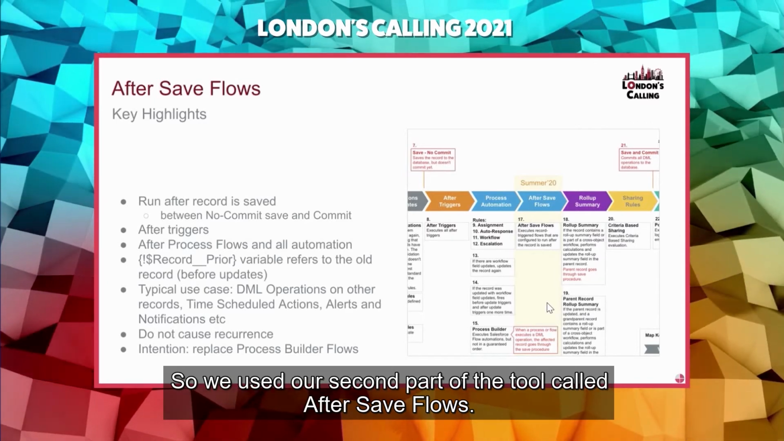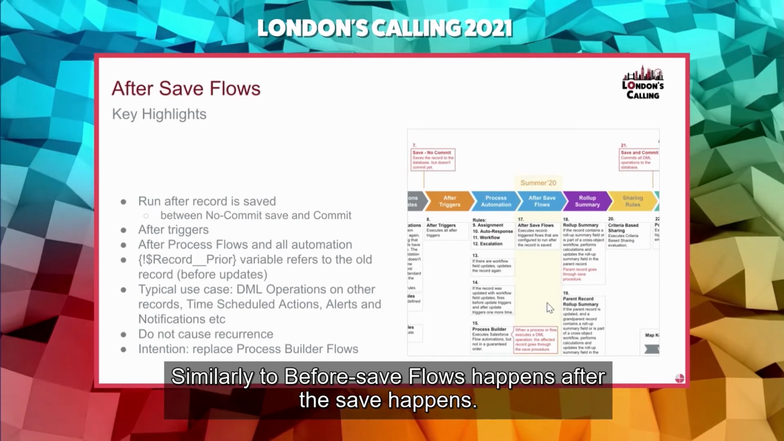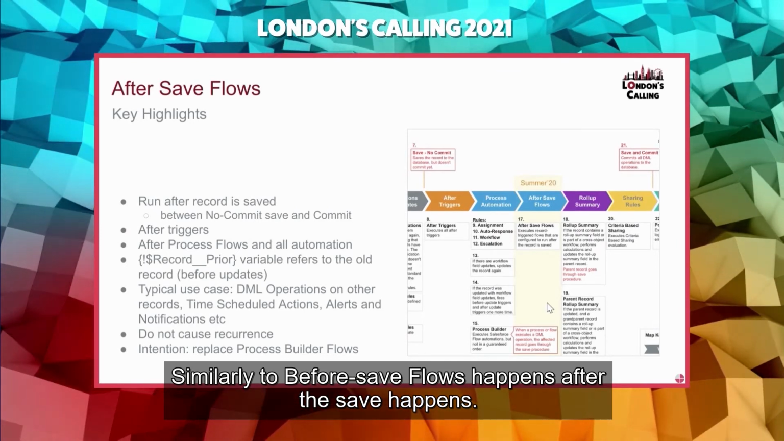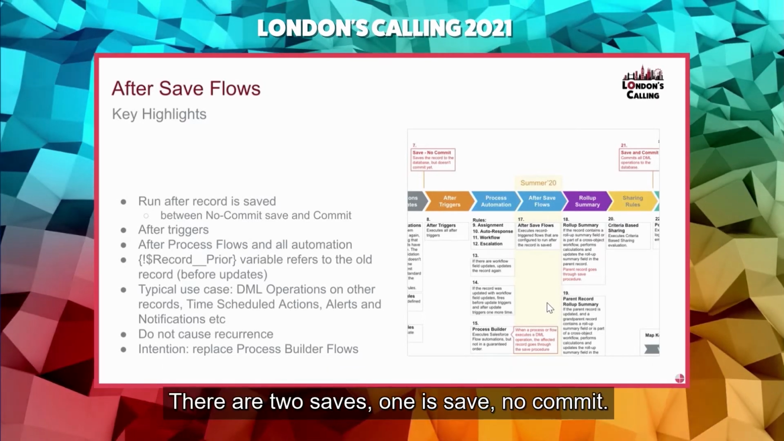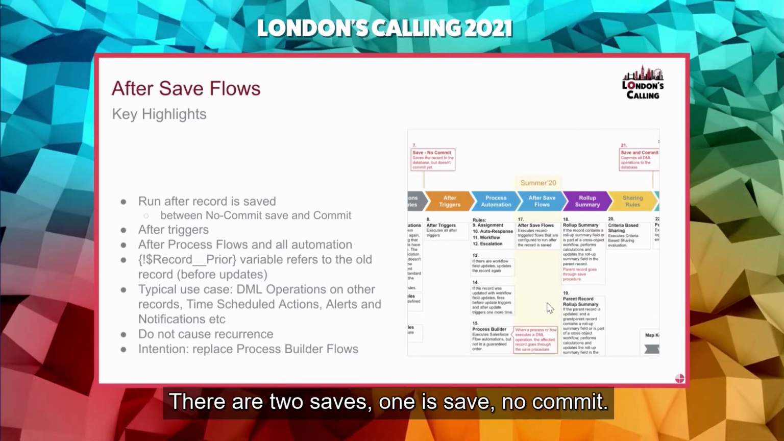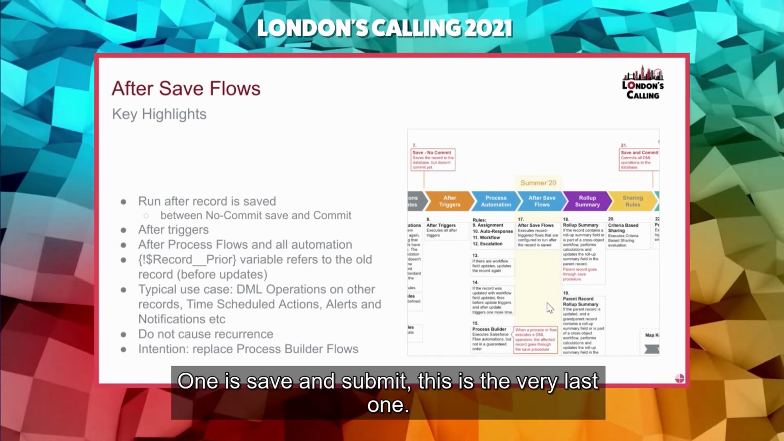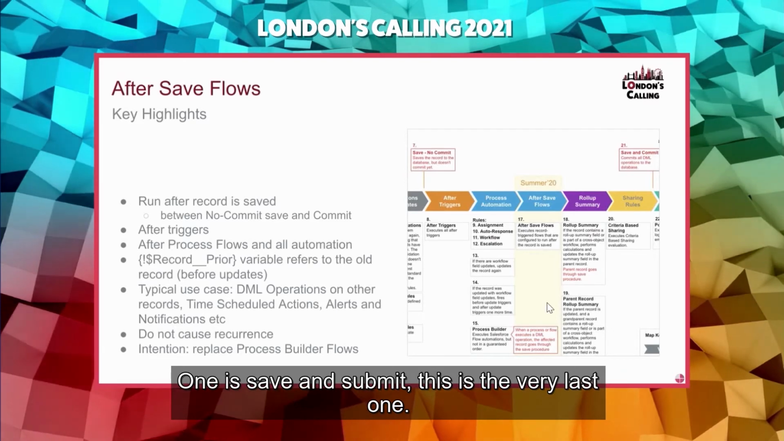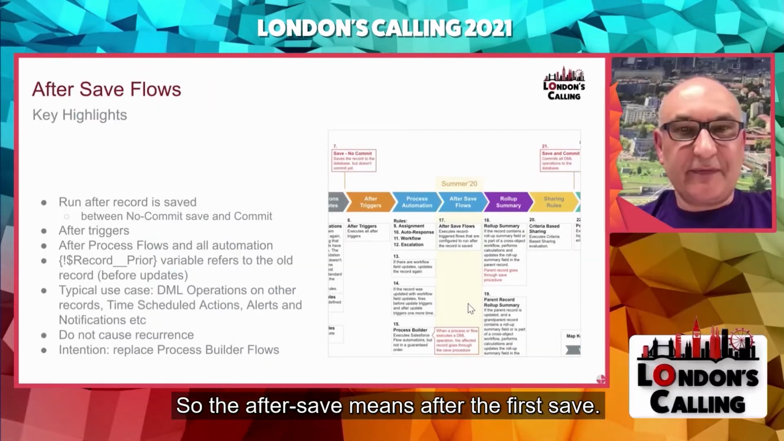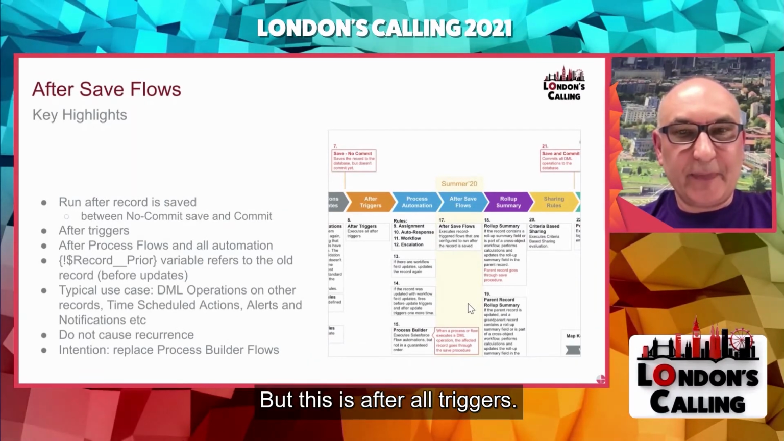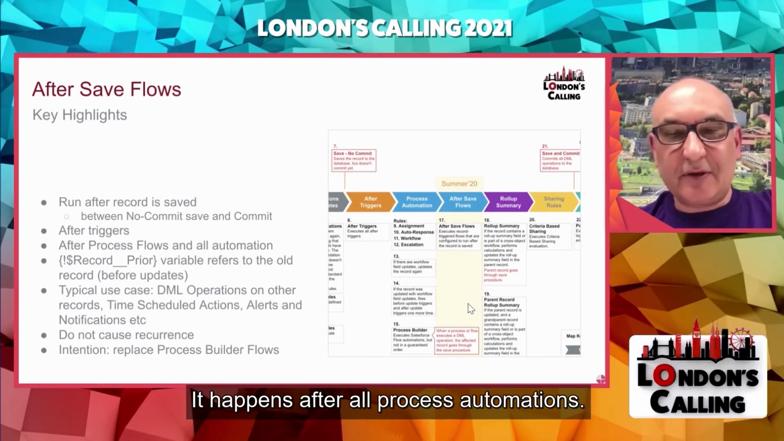And similarly to before save flows, after save flows happen after the record is saved. And it's important to remember that there are two saves. One is save no commit, this is step 7, and one is save and commit, this is the very last one. So the after save means after the first save, the no commit. But it is after all triggers, and it happens after all process automations.